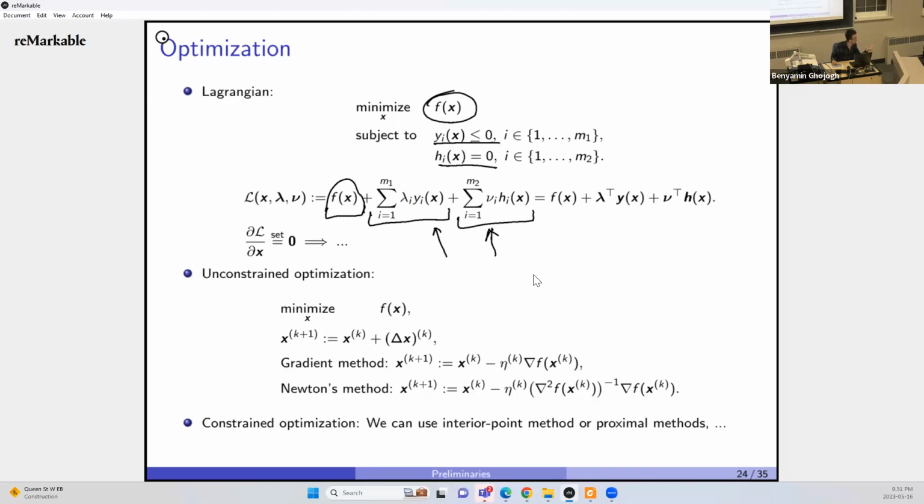I penalize them. This is called the Lagrangian. For more information, you can see my course on optimization. You can write it in vector form too. In optimization, we usually take the derivative of the Lagrangian with respect to the variable and set it to 0, similar to what we did in high school for finding the extremum of a function. We take the derivative and set it to 0.